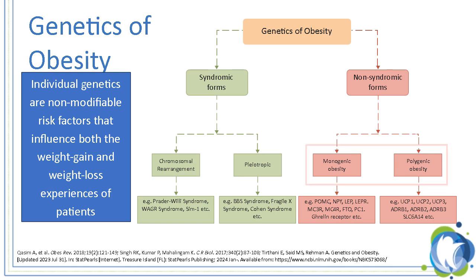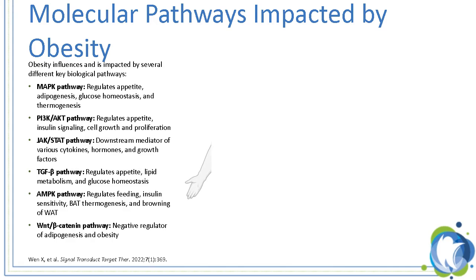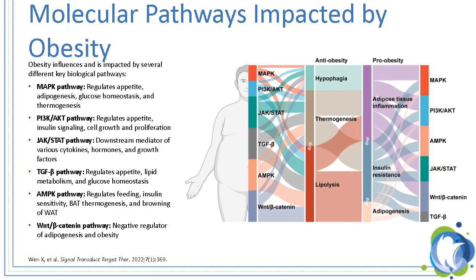Molecular pathways impacted by obesity are very complicated and overlap between anti-obesity and pro-obesity behaviors of the body. There are many different pathways that can affect both of these events. So in regards to anti-obesity, as we can see on the graphic on the right-hand side, the three main drivers are hypophagia, thermogenesis, and lipolysis. In regards to pro-obesity, we can grossly categorize it into three different categories: adipose tissue inflammation, insulin resistance, and adipogenesis. As you can see on the left and the right-hand side of those two columns, we have overlapping molecular pathways which influence both of these with a long-term intent of creating a balance in the human body, but that is not always seen due to modifiable factors and epigenetic changes.